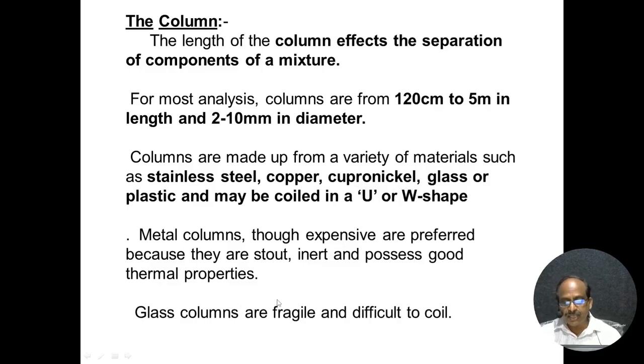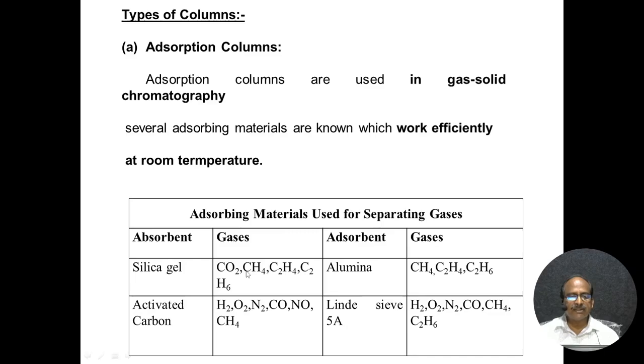Metal columns are expensive and very big because they are stout and inert, and possess good thermal properties. These are the columns present. Types of columns: adsorption columns work at room temperature and work more efficiently. Adsorbent silica gel is used for separating gases.